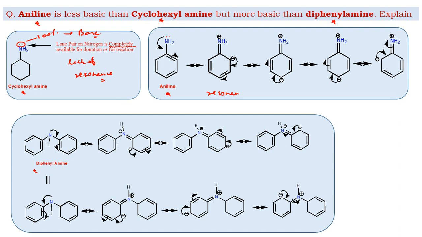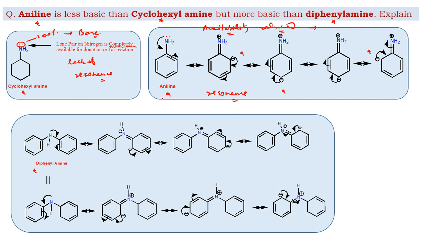It is showing a resonance, so that the lone pair on a nitrogen gets distributed over this carbon, this carbon, this carbon over here, and therefore the availability of electrons is reduced. As we have seen, a base is the species which easily donates a pair of electrons. So here you are observing the availability of electrons on nitrogen is reduced, and that is because of the resonance effect. Therefore, it is less basic compared to cyclohexylamine.